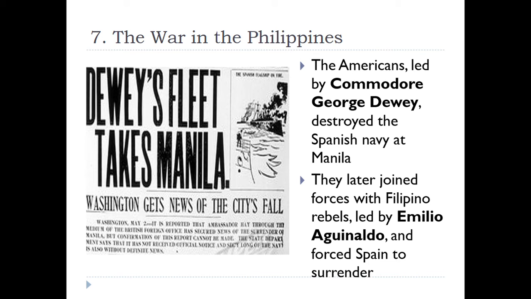A man named Commodore George Dewey was the one that led Americans in the Philippines. They destroyed the Spanish Navy in Manila. They were joined by this Filipino rebel leader named Emilio Aguinaldo. And the Filipino rebels, along with the Americans, forced the Spanish to surrender there.